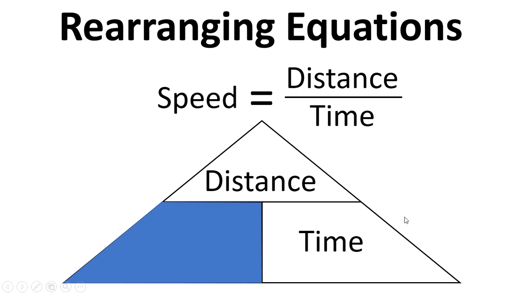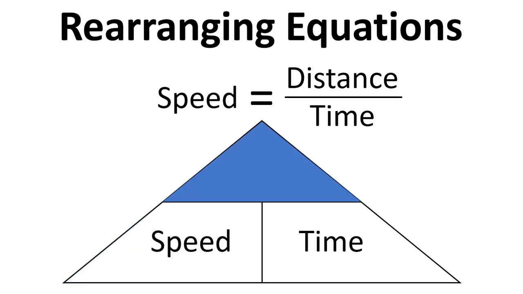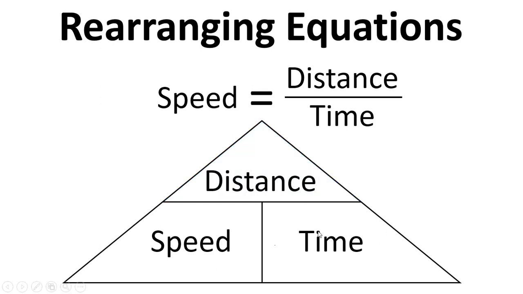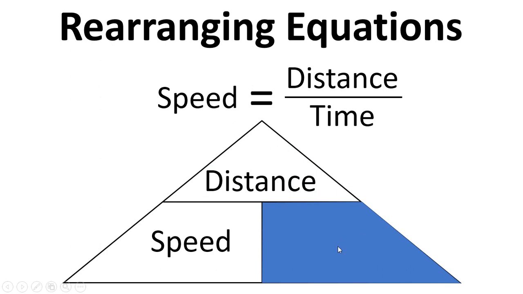And if you cover up speed, that tells you speed equals distance over time. If you cover up distance, that tells you that it's speed times time, and if you cover up time, then that shows you that time equals distance divided by speed.